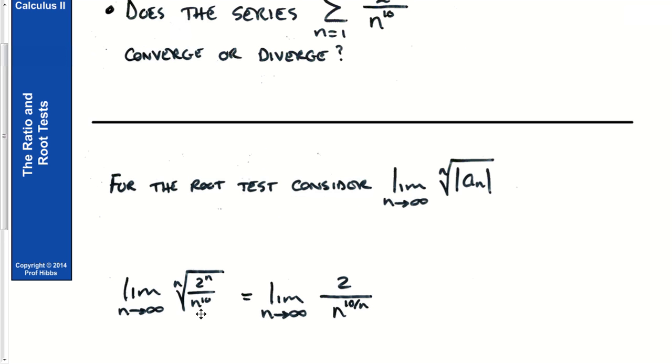The nth root of n to the power 10, well, this is what I was discussing on the previous page. An nth root we can think of as the power of 1 over n. So we have n to the power 10 raised to the power 1 over n, and 10 times 1 over n is 10 over n. So this is what that radical simplifies to, if you will.